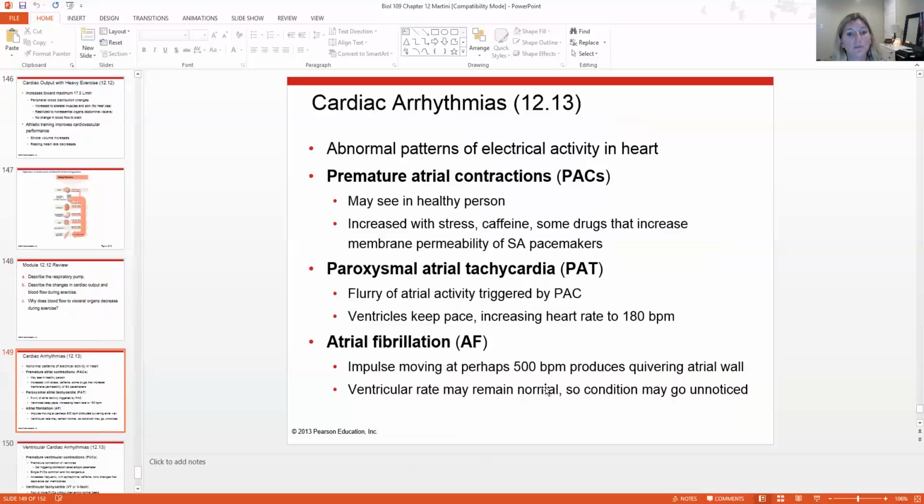There's also PAT, paroxysmal atrial tachycardia. This is like a flurry of atrial activity. Sometimes it's triggered by the premature atrial contraction. The ventricles keep pace, and therefore you have a very rapid heartbeat, up to 180 beats per minute. Ooh, that's a lot. Then you have atrial fibrillation, or AFib, AF. This is when the pulse is moving perhaps around 500 beats per minute, and it produces this kind of quivering atrial wall. The ventricular rate may be the same, so the condition might go unnoticed unless you had an EKG.